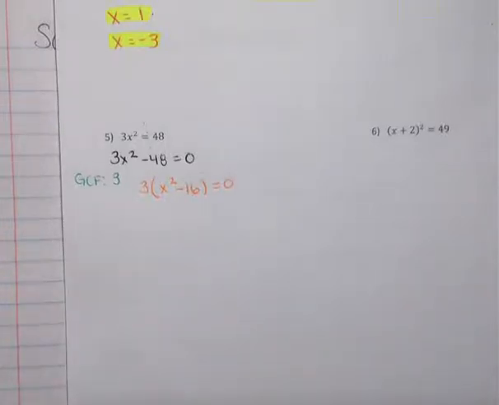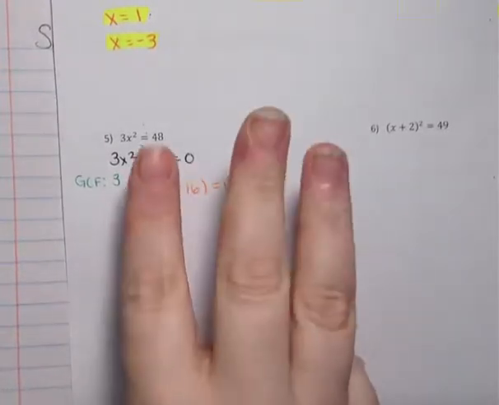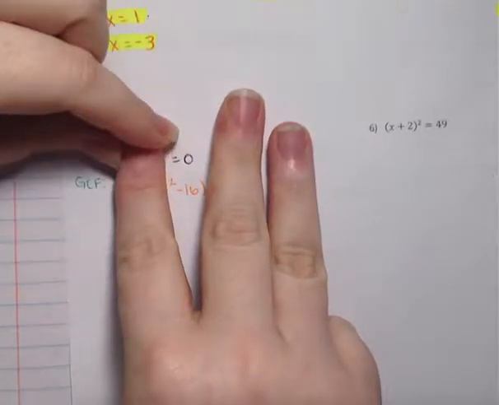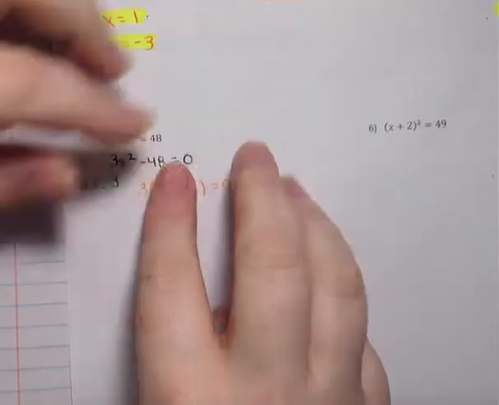We need to see if it can continue to factor. So if we look inside the parentheses, we have 2 terms. So again, 2 terms, we look for a difference of squares. So is the first one a perfect square? Is the second term a perfect square? And is there a subtraction in there?